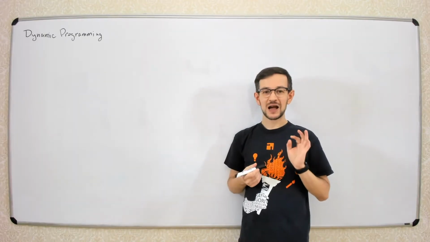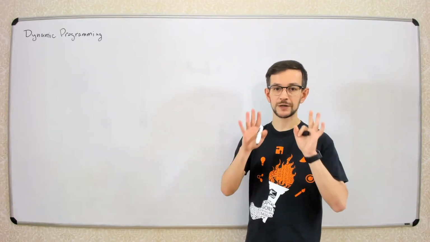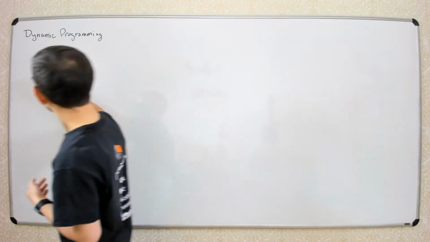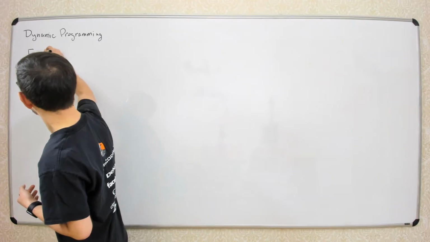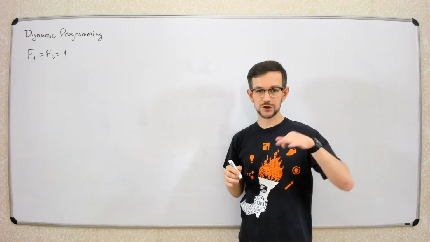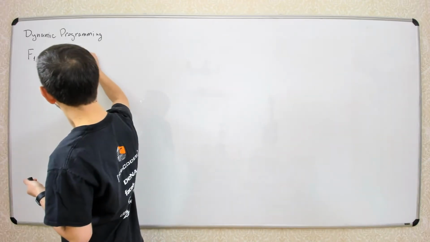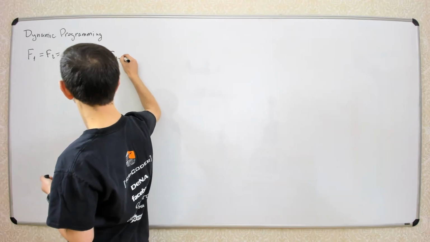First, let's try to calculate the Fibonacci numbers. So imagine you want to calculate the Fibonacci number. What is the Fibonacci number? Fibonacci numbers are defined like this. We have the first and second Fibonacci numbers equal to 1, and each next Fibonacci number is the sum of the 2 previous Fibonacci numbers. Fn is the sum of Fn minus 1 and Fn minus 2.